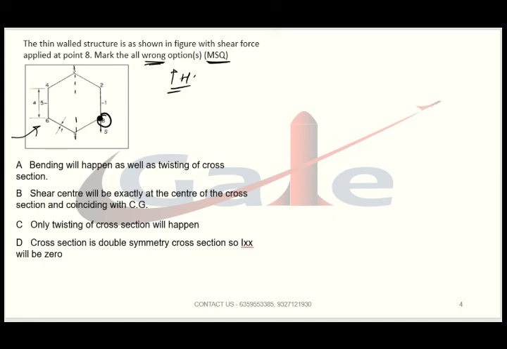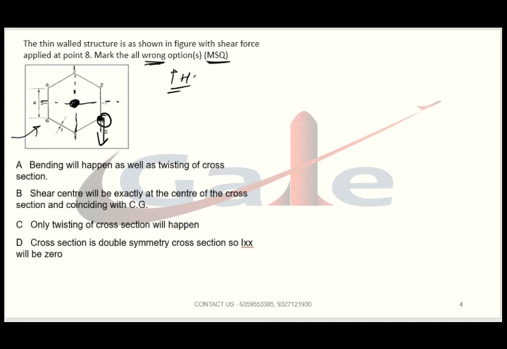This kind of section is given, and at point 8 they are applying shear force. If you see carefully, this is a doubly symmetric cross section. So the shear center will be somewhere here, and the CG of this structure will be exactly at the middle of the structure.